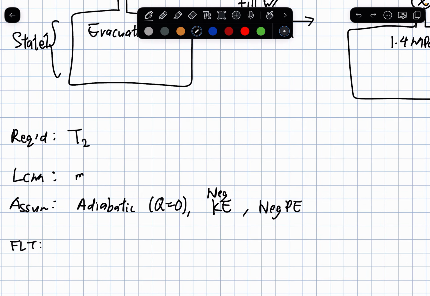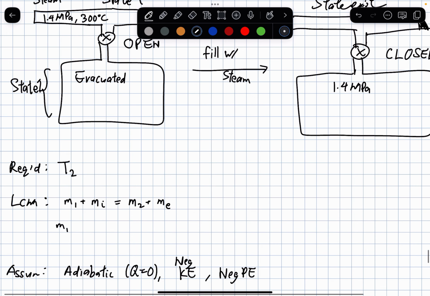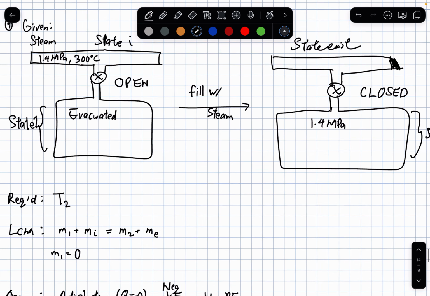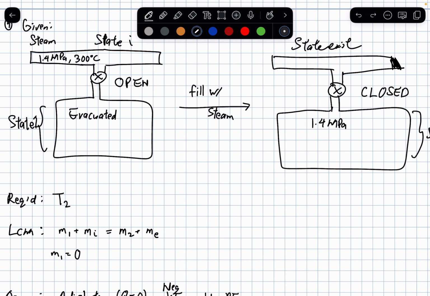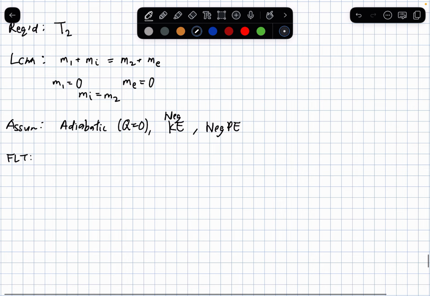In that case, M1 plus Mi equals M2 plus Me. Since initially tank 1 is evacuated, M1 is 0. The mass at state 1 is 0. Also, since there is no output stream, we just keep the gas inside this tank, so mass exit is 0 also. Okay, so how do we simplify? M sub i equals M sub 2. That's our law of conservation of mass.